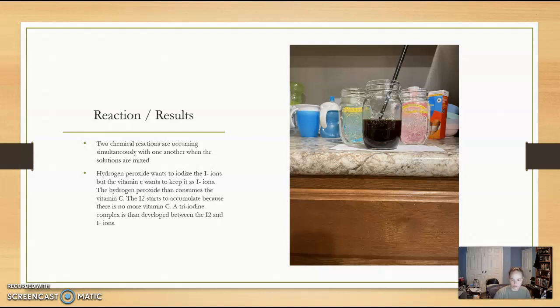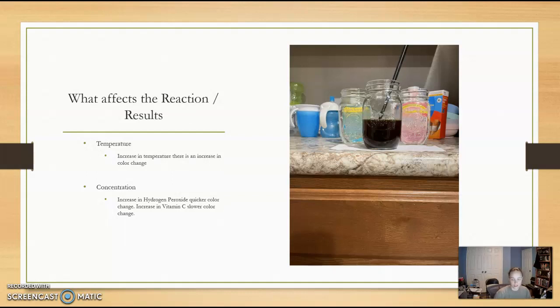This color change roughly took me about a minute 15 to occur. My water wasn't really that warm, and I think that's why it took longer for it to change, and I'll discuss why that happens on the next slide. But it roughly took my reactions about a minute and 15 to happen.